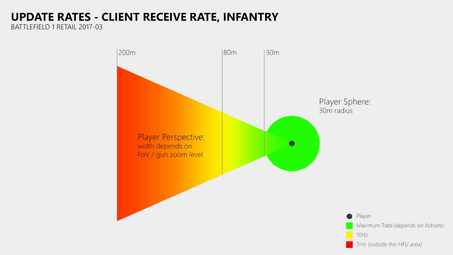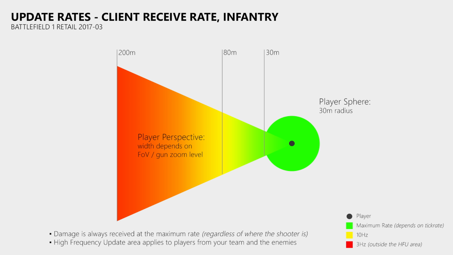The exception is again damage, because no matter where the enemy player is, the server will send you his damage information at the highest possible rate. So even when the shooter is outside the high frequency update area, you will still receive a hit at the same rate as the tick rate and not at a lower rate. So these are the high frequency update areas for infantry players.